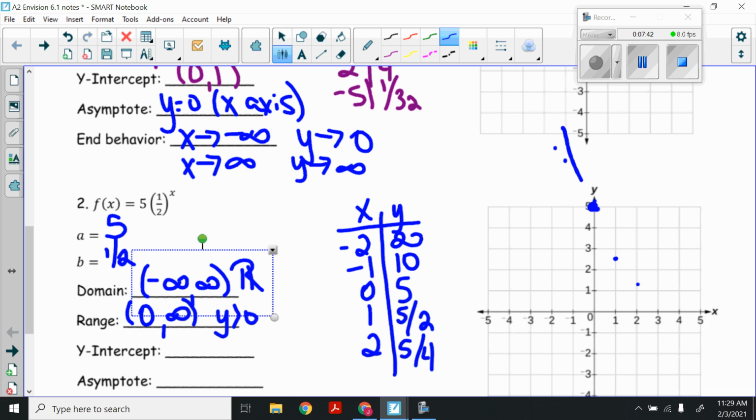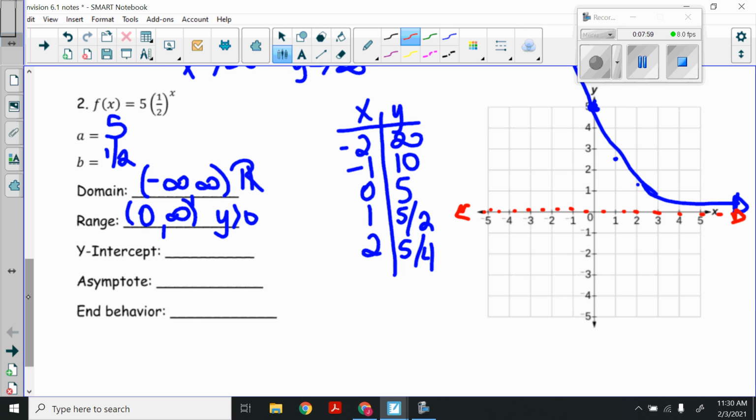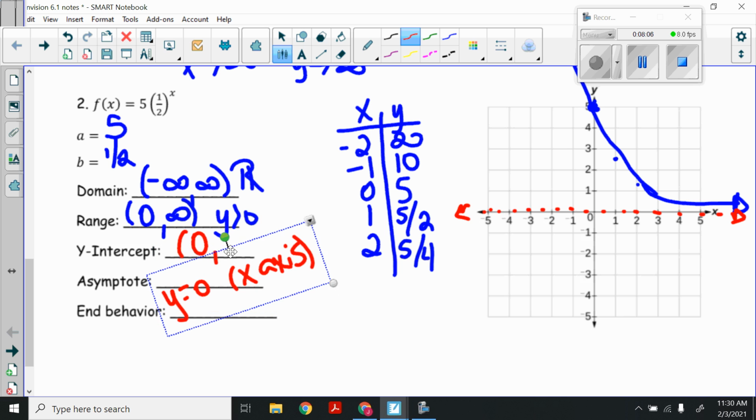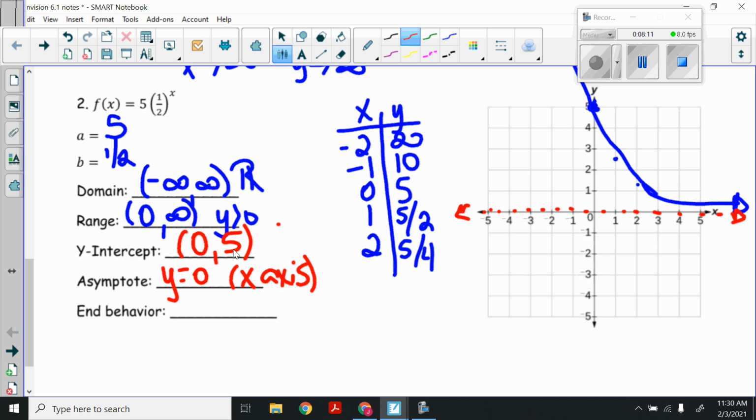And again, this is going to get very close to my x-axis, but it's not going to touch it. So I'm going to do my asymptote as a dotted line. So again, I see that my asymptote is y equals 0, or the x-axis. My y-intercept this time was 0, 5. Whoa. 0, 5.